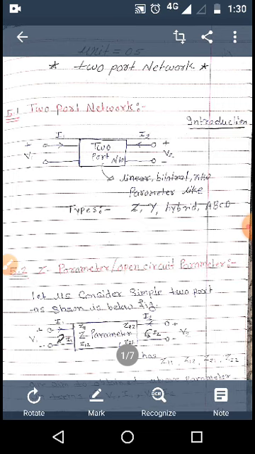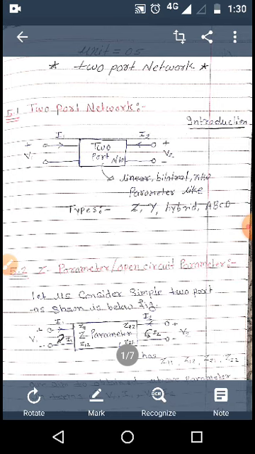These linear active bilateral parameters may be in the form of resistance, inductance, capacitance, or a combination of them. These parameters are considered as Z parameters, Y parameters, hybrid parameters, and ABCD parameters. If you are talking about a single port, that network has only one port.